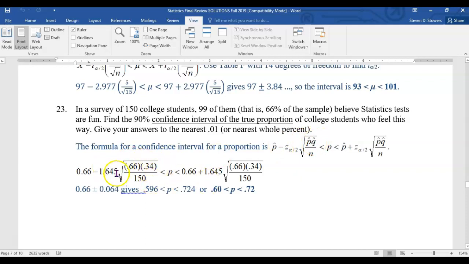And when I did this, I put in 1.645 for the z sub alpha over 2, but you might use 1.65. I just used one more decimal place. So if you round your answer to the nearest whole percent or nearest 0.01, 2 digits after the decimal point, it comes out to be 0.60 to 0.72. So it's somewhere between 60 and 72%.